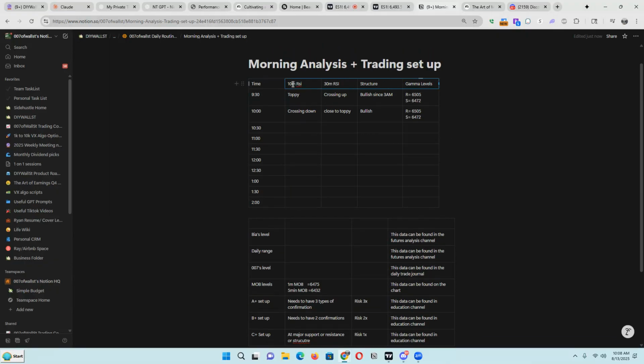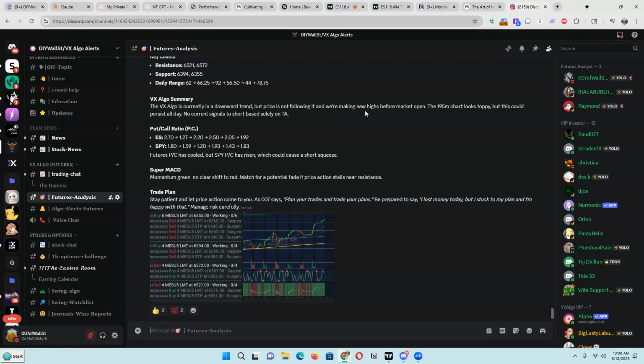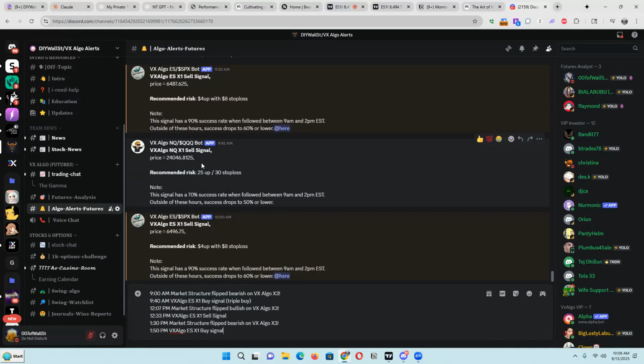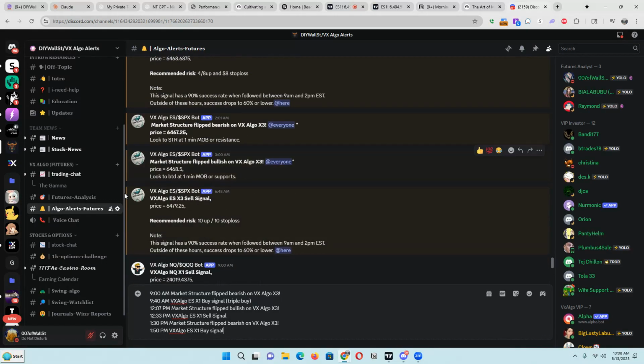and then things I'm tracking, such as what the RSI looks like in the 10 minute, what the RSI looks like in the 30 minute, and what the structure is at any of these given times and what the gamma level is. So the structure can be found in the signals channel. And for today, market structure was bullish since 3 a.m. And that is confirmed in this data here. We just want to go back here and look at that.